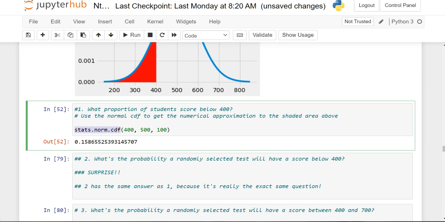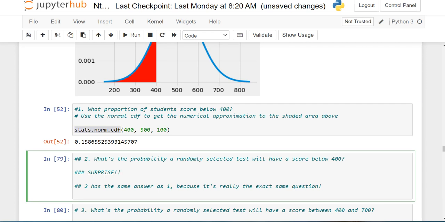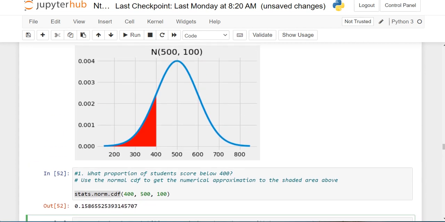Okay. And then what's the probability that a randomly selected test will have a score below 400? It's the same exact thing. Why? Because when we say we're going to select a test taker at random, well, all the test takers are represented in the bell somewhere.